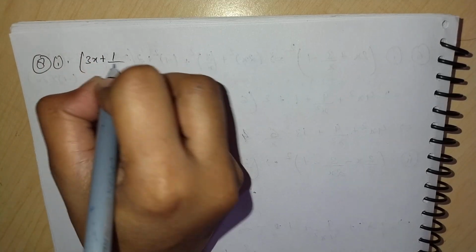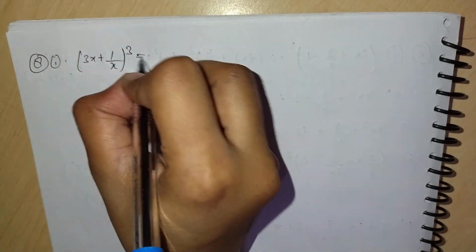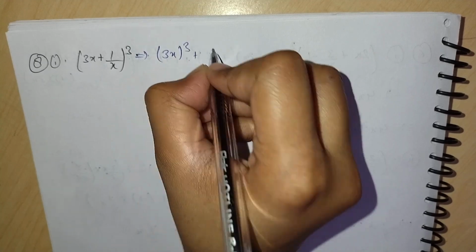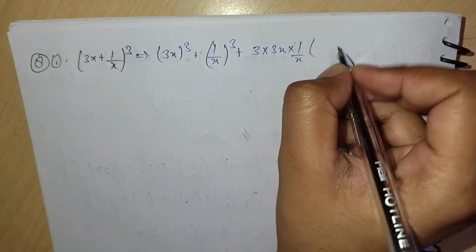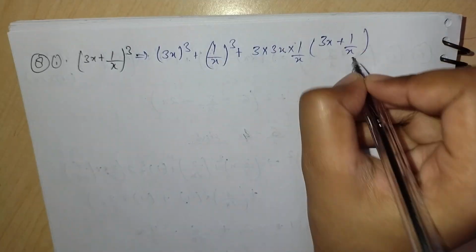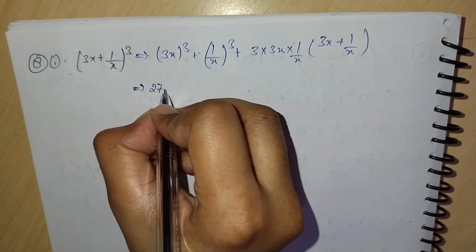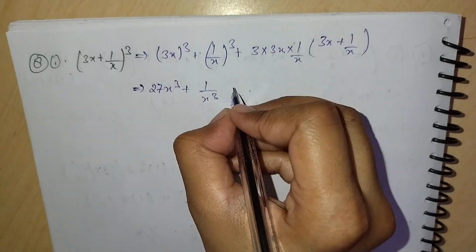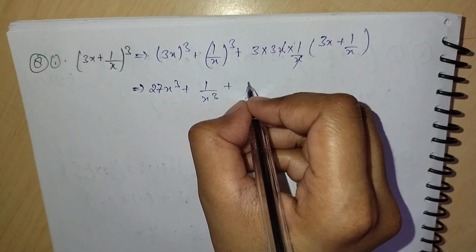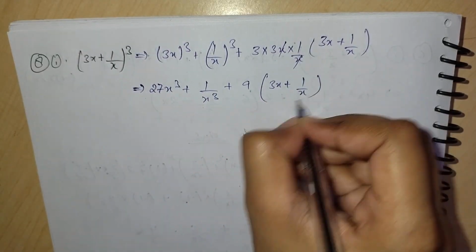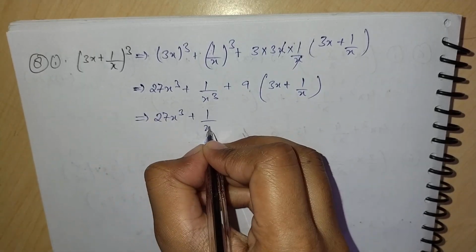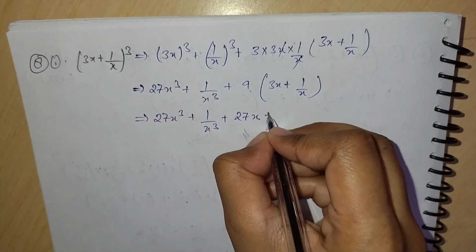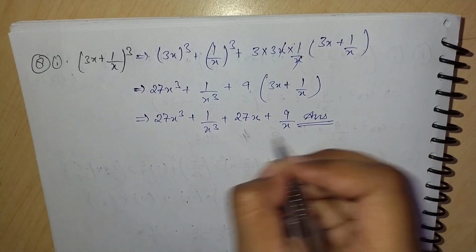Now the first part in this question is (3x + 1/x)³. On solving this, we will get (3x)³ + (1/x)³ + 3 into 3x into 1/x, here (3x + 1/x). So on solving this, we will get 27x³ + 1/x³ + 9(3x + 1/x), cancelling out this. So here we will have 27x³ + 1/x³ + 27x + 9/x as the answer in this question.